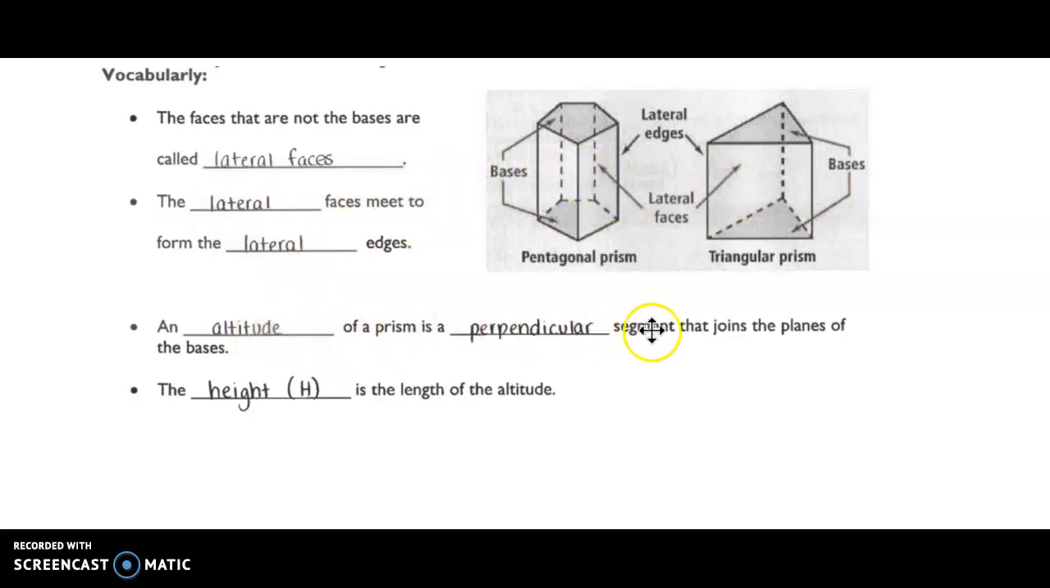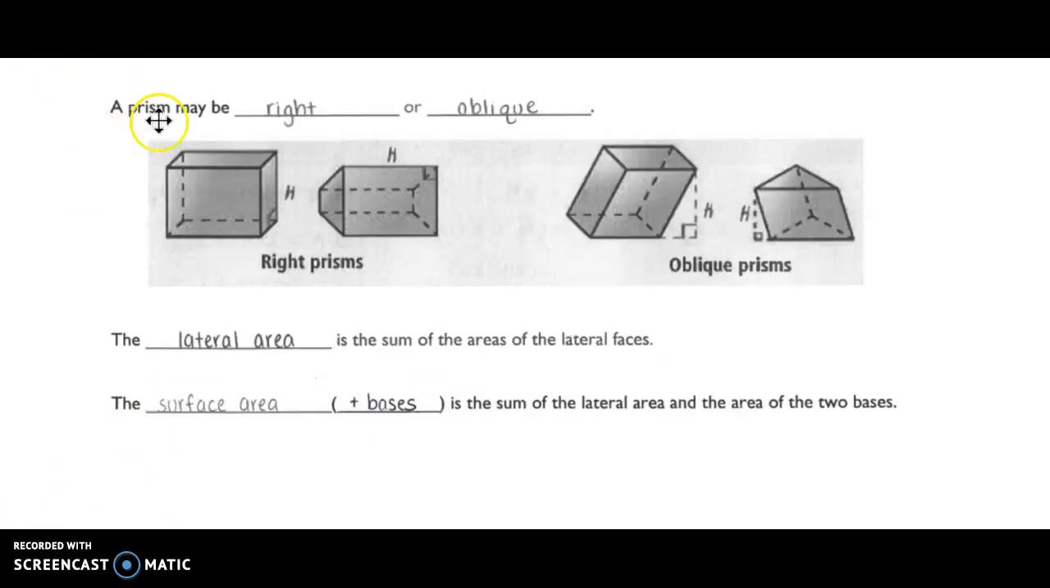Altitude of a prism is a perpendicular segment, so altitude creates a 90-degree angle. It joins the planes of those bases, and the height is the length of the altitude. A prism may be a right prism, meaning 90 degrees, or oblique. Think of it as slanted. If it's slanted, there can still be a height. Think of a parallelogram. Remember, if this was the base, then the height is actually on the outside, like that.